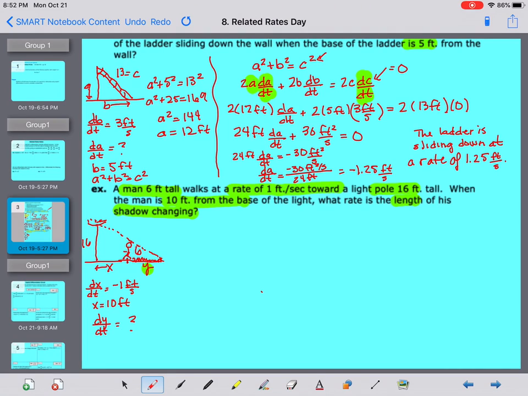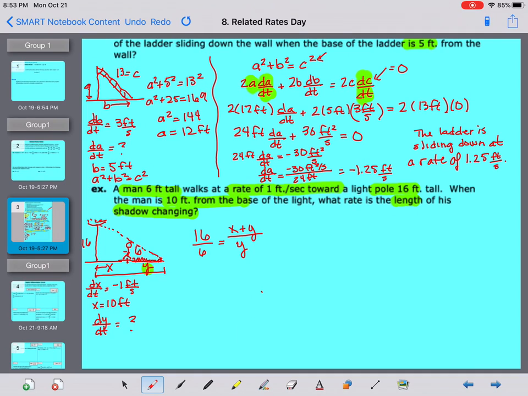Okay, so I know that the ratio of the height of the pole and the height of the man, so 16 to 6, should be equally proportionate to the entire base of the triangle, which I'm going to say is x plus y, to the actual length of the smaller triangle, and that's just represented by y. There are about 4 different ways I could set up the proportion that would give me the same thing. Okay, so this is the equation that relates it back to the problem that we're dealing with.